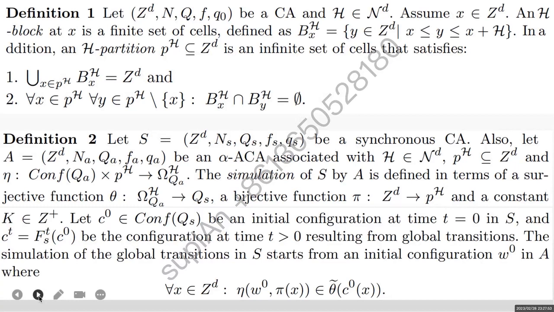Let omega h cube be the size of all states of an h block. The bijective function pi enables the partition of alpha ACA's cell space into identical blocks of cells, and maps each block uniquely to one cell in the synchronous CA. Likewise, the surjective function divides the states of each block in the ACA into disjoint subsets in one-to-one correspondence with the set of states of the synchronous CA.